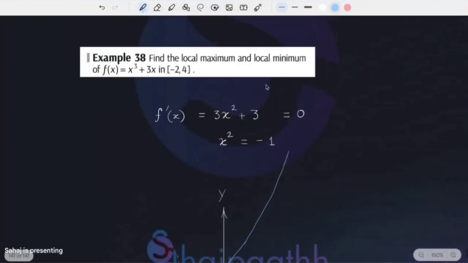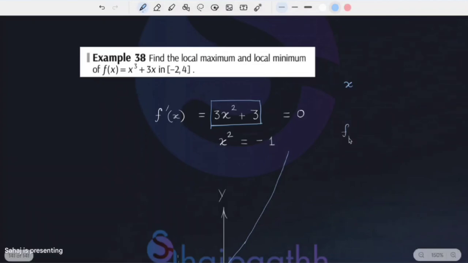So you just do that. You put in the value. Also, without drawing a graph, you can say that f prime x is always positive. It's a square number plus 3, another positive number. So this is positive, which means it's a monotonically increasing function. That means the lower limit will give you the minimum value, and the upper limit will give you the maximum value.